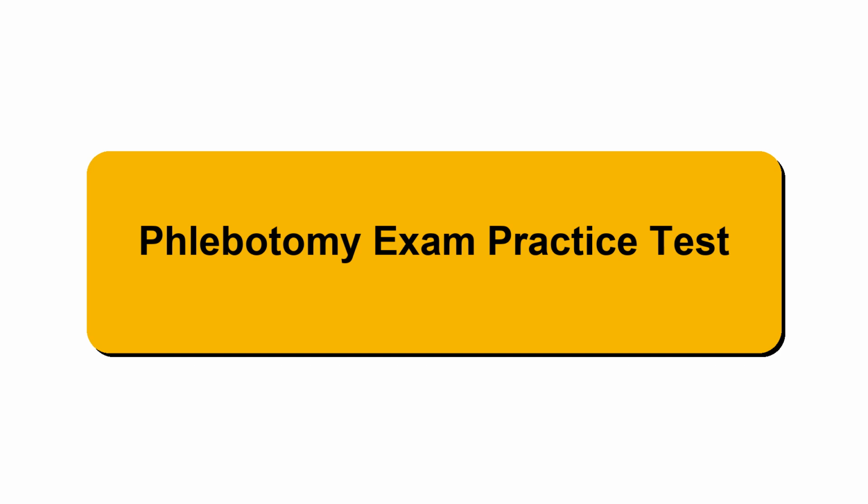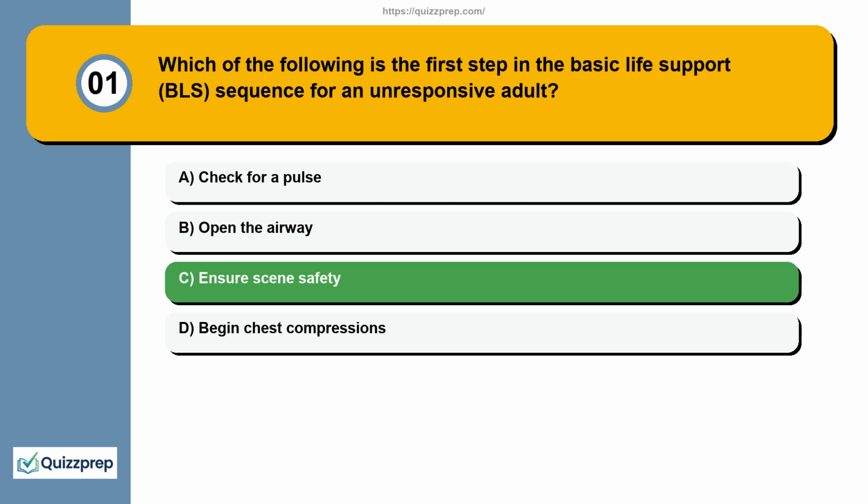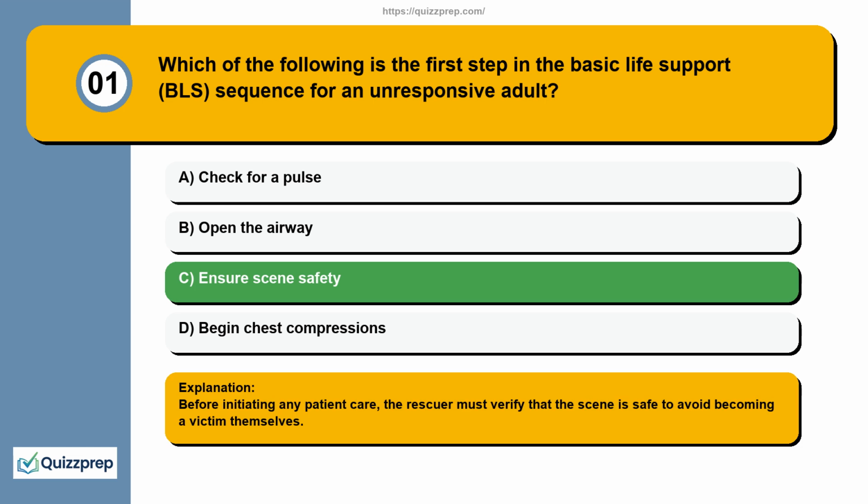Let's begin. Question 1. Which of the following is the first step in the basic life support (BLS) sequence for an unresponsive adult? Here are your options. Option A. Check for a pulse. Option B. Open the airway. Option C. Ensure scene safety. Option D. Begin chest compressions. The correct answer is option C. Ensure scene safety. Explanation. Before initiating any patient care, the rescuer must verify that the scene is safe to avoid becoming a victim themselves.